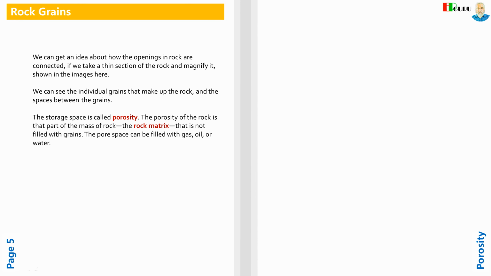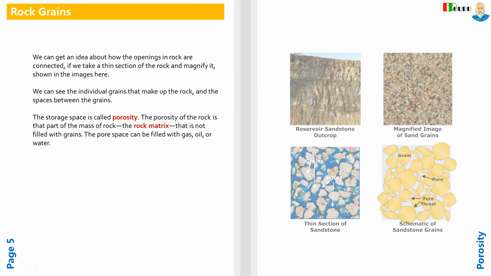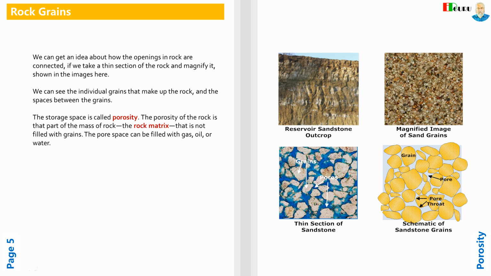We can get an idea about how the openings in rock are connected if we take a thin section of the rock and magnify it, shown in the images here. We can see the individual grains that make up the rock and the spaces between the grains. The storage space is called porosity. The porosity of the rock is that part of the mass of rock, the rock matrix, that is not filled with grains. The pore space can be filled with gas, oil, or water.